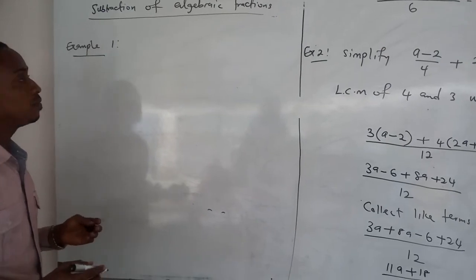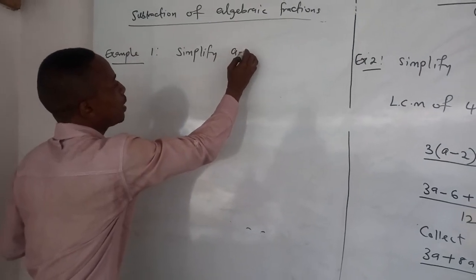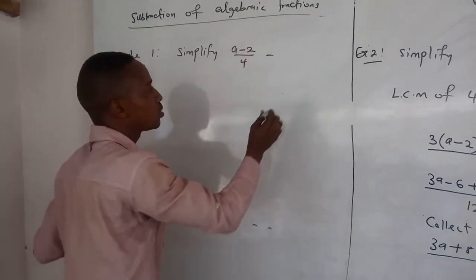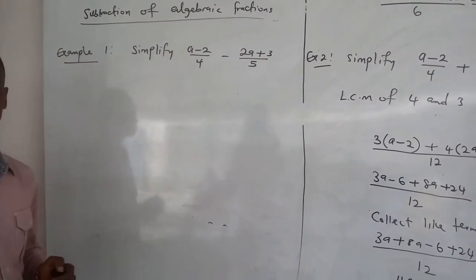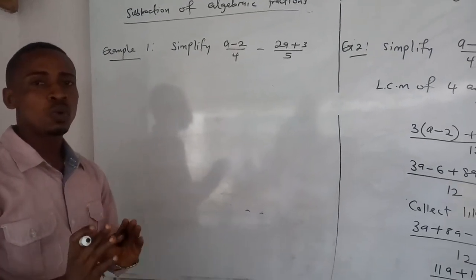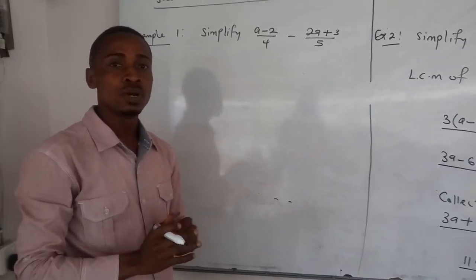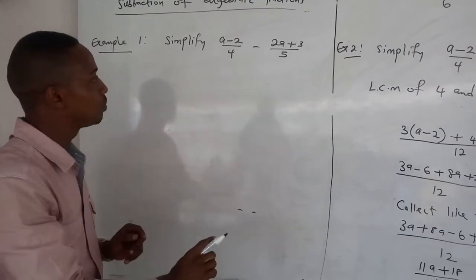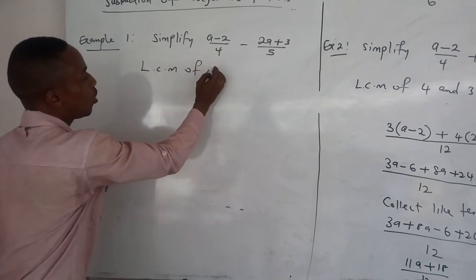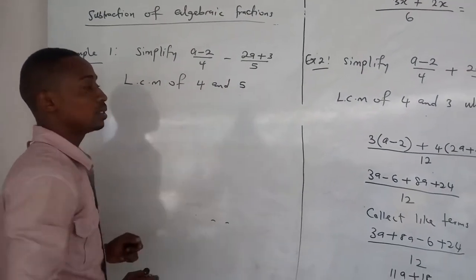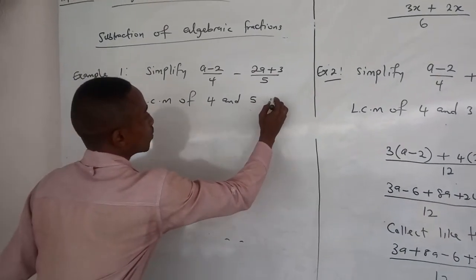Example 1, if you are to simplify a minus 2 over 4 minus 2a plus 3 over 5. Now, if we look at what we did at the first instance, the first step is always to find our LCM of denominators. Let's find the LCM of 4 and 5. LCM of 4 and 5, and you know what that will give us? We have 20.